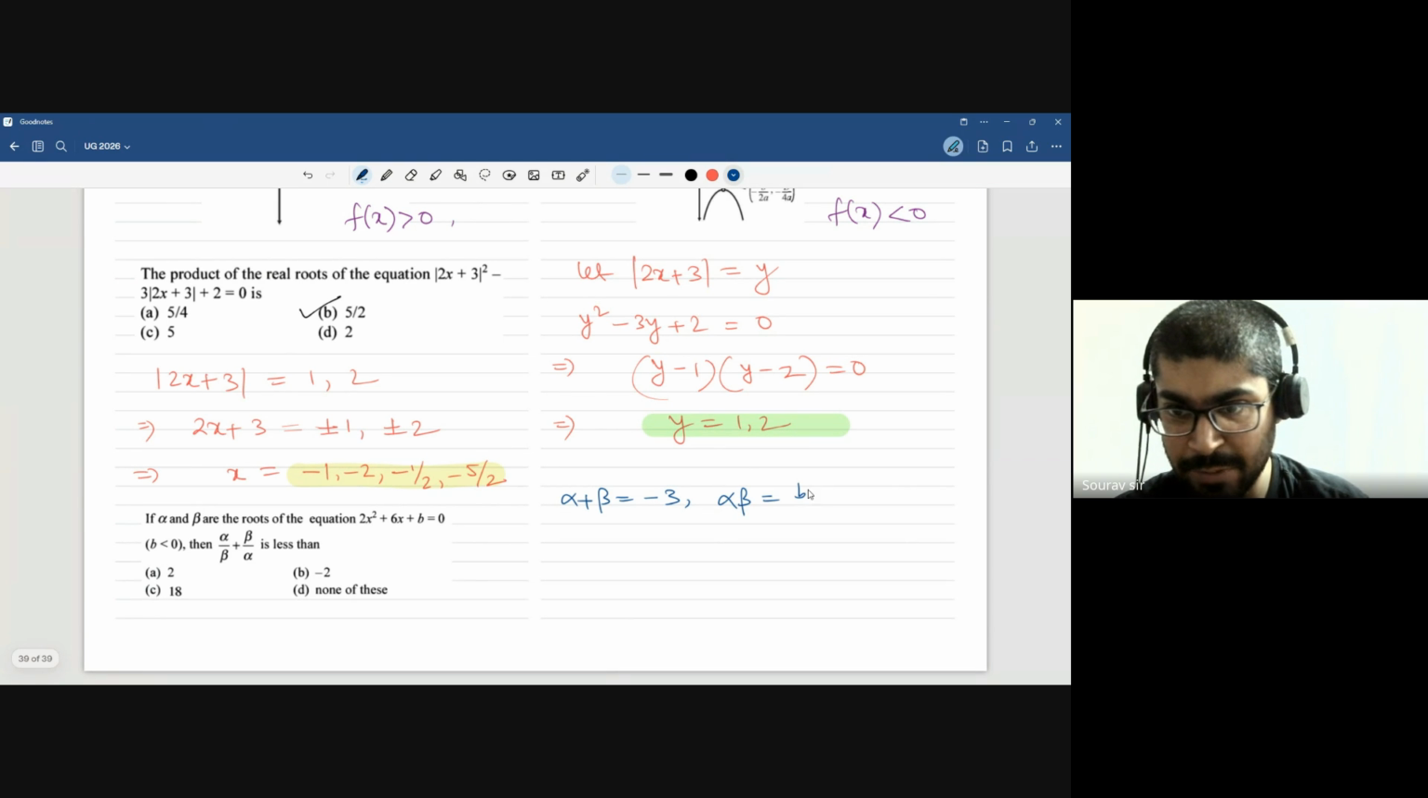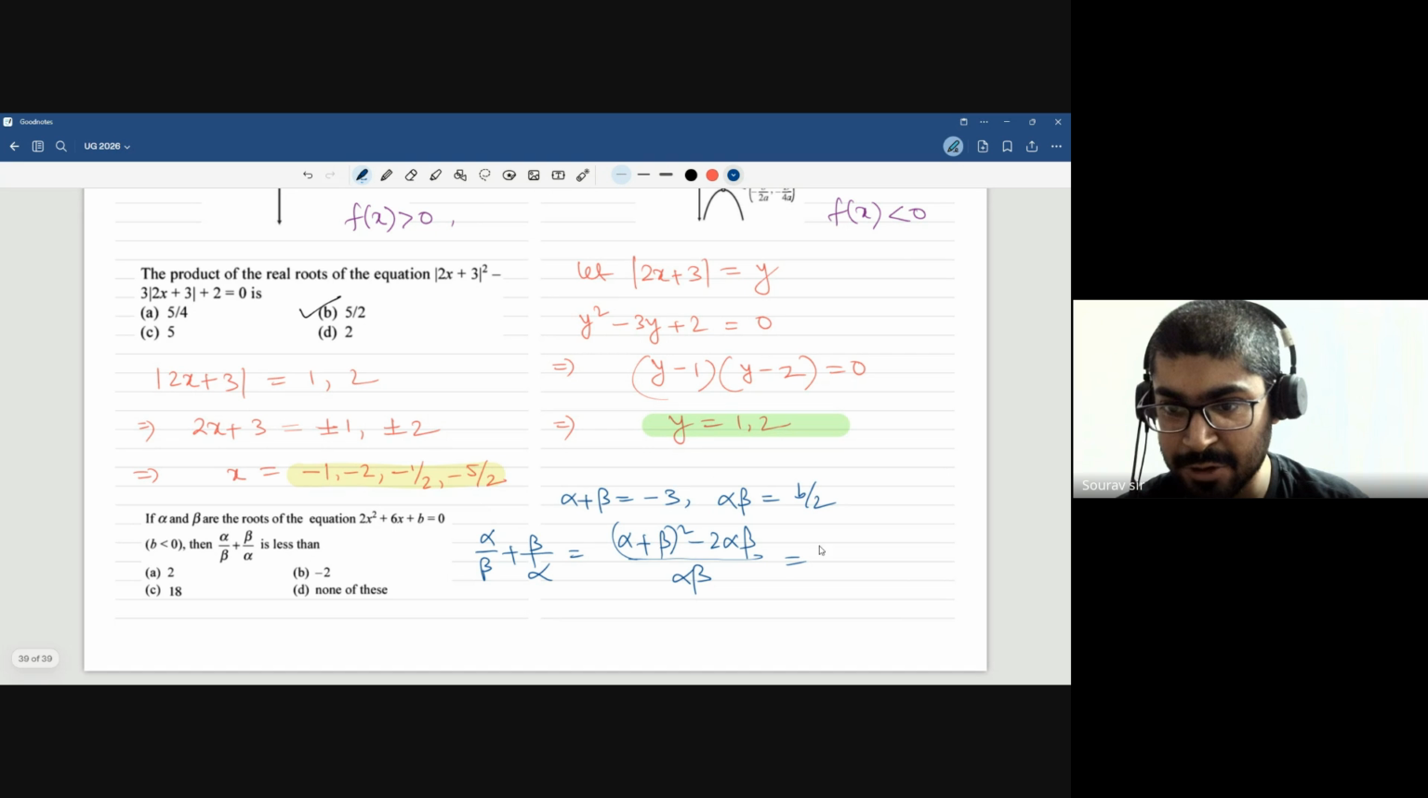If alpha beta is equal to b by 2, now we have to evaluate alpha by beta plus beta by alpha, which is alpha square plus beta square by alpha beta, which is alpha plus beta whole square minus 2 alpha beta, all of that thing, right? So alpha plus beta whole square, you know this. You have done this multiple times. This is a very common thing. So this will be equal to alpha plus beta whole square minus 2 alpha beta divided by alpha beta, right?